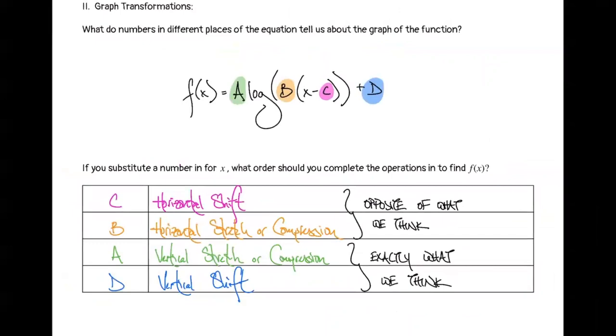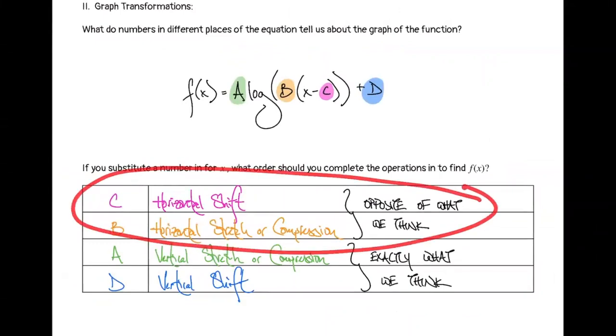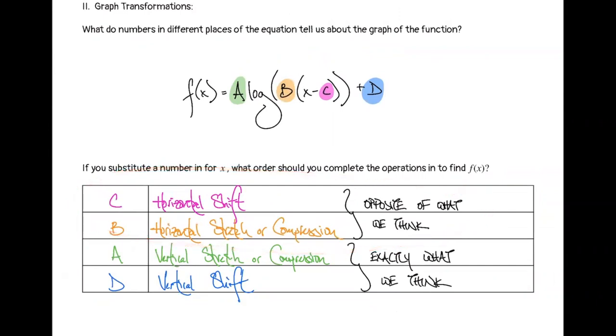All that means is when we look at things that are happening horizontally, we need to be a little bit more careful. We don't want to rush through that. We want to think, okay, this is the one that is the opposite of what we think. But once we get to the blue and the green, like the A and the D, then we're thinking, now we're in the home stretch. If we see a plus, it means up. If we see a minus, it means down. If we see a greater than 1 A, it's going to be a stretch. If we see a less than 1 A, it will be a compression. Okay.